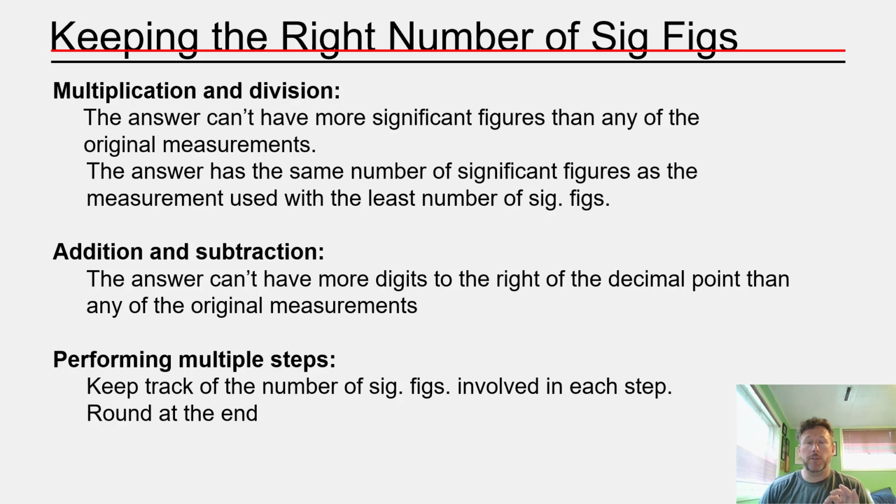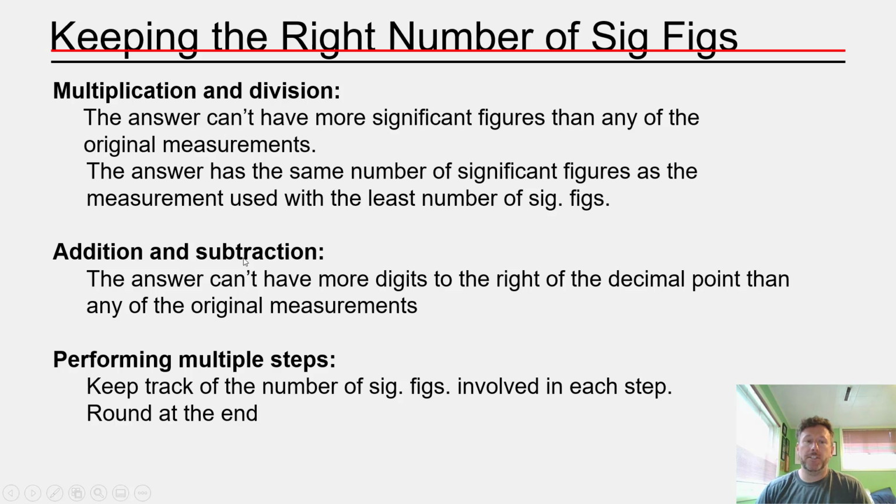Addition and subtraction steps are a little more complicated. They run by different rules. The idea is that if you do an addition and subtraction step, the correct number of significant figures to report is such that your answer can't have more digits to the right of the decimal point, can't have more decimal places than any of the original measurements. And when you report your number with correct significant figures after an addition or a subtraction step, you should truncate your answer so that the number of decimal places you're reporting matches the number that has the fewest numbers after the decimal point.